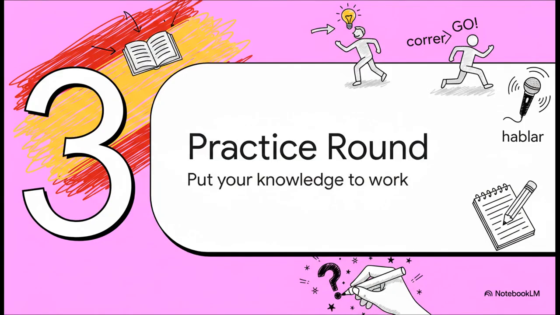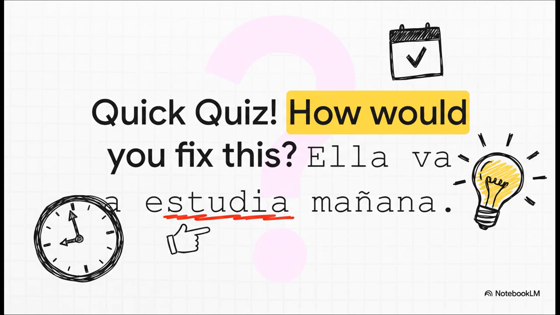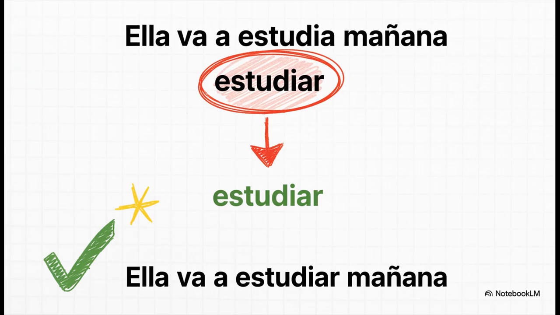Okay, theory is great, but practice is really where this stuff sinks in. So let's do a quick little practice round and put all this new knowledge to the test. You ready for this? Okay, first one up. Ella va a estudiar mañana. What's the trap here? Which rule is being broken? Take a second and think about it. And there's the fix. Did you catch it? Yep, it was trap number 2. The second verb was conjugated. We just have to put it back into its original infinitive form, estudiar. So the correct sentence is, ella va a estudiar mañana. Nice job if you got that.